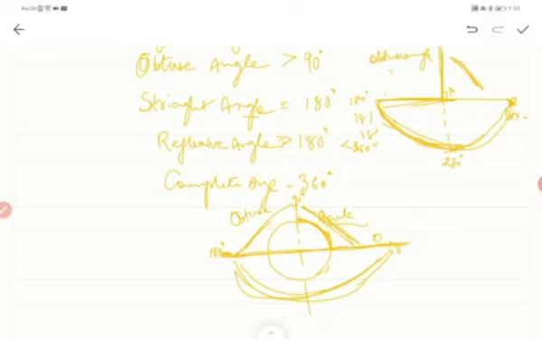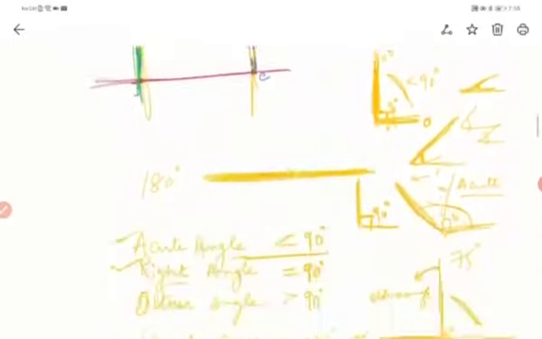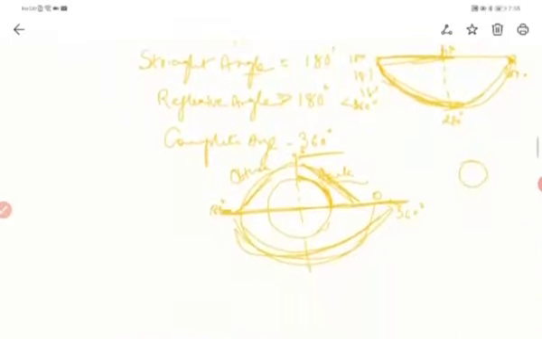And the one that reaches 360, that is 0, it is the total, that is the complete angle. Right, you are forming one complete circle, how many degrees? 360 degrees. Alright, so these are the things you need to know about your angles. Okay, the last thing which I want you all to understand in this is your concurrent lines.